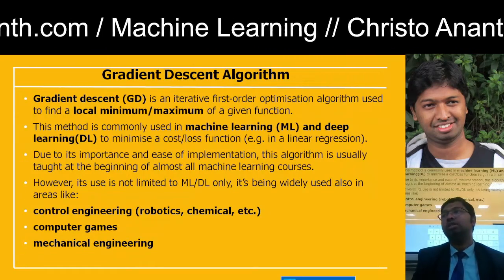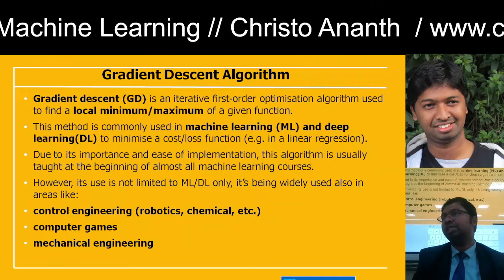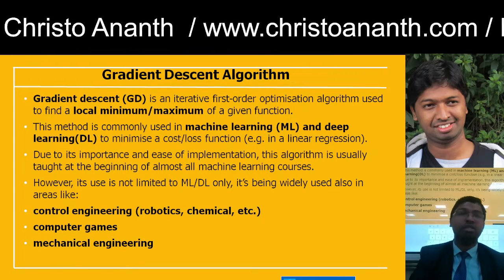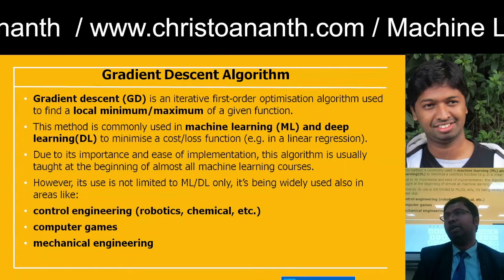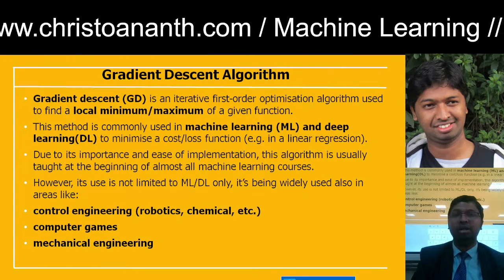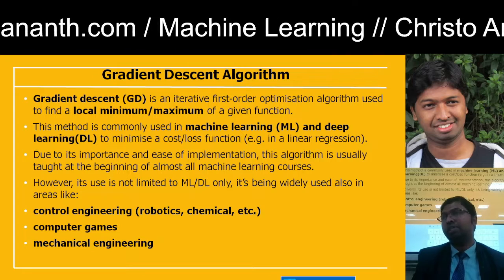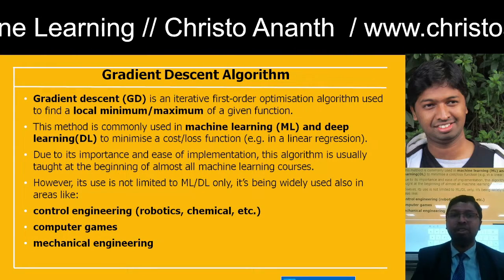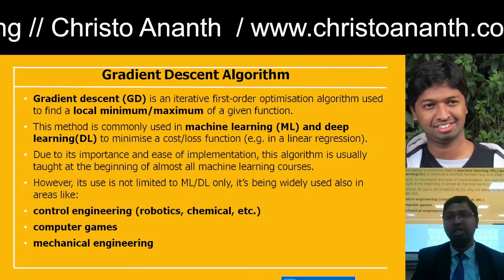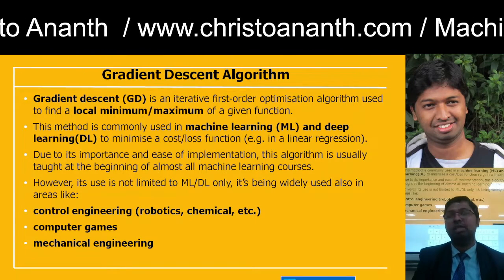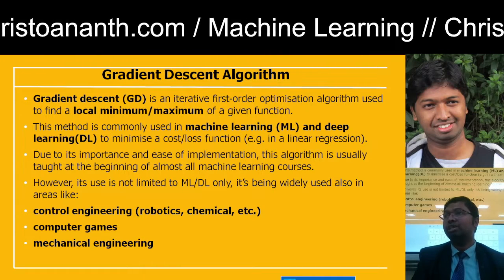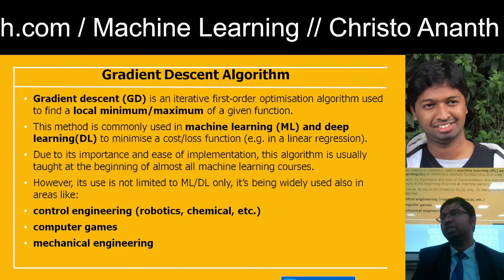Right. So this is the gradient descent algorithm. Generally, it is considered as an iterative first-order optimization algorithm. Generally, to find out the local minima or maybe maxima for a given function, you will be using this gradient descent algorithm. So normally in machine learning or deep learning, you will be using this gradient descent algorithm in order to compute the cost or loss function associated.